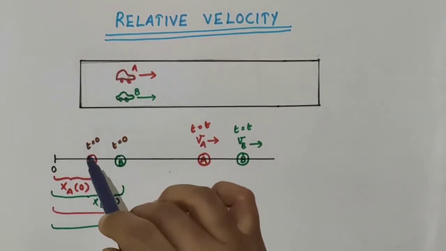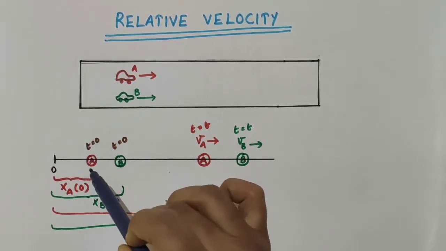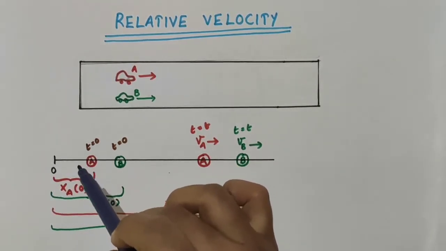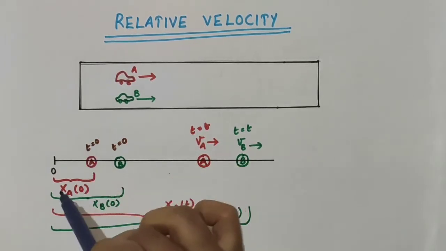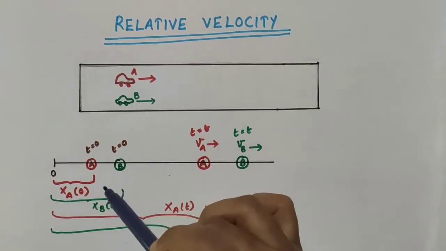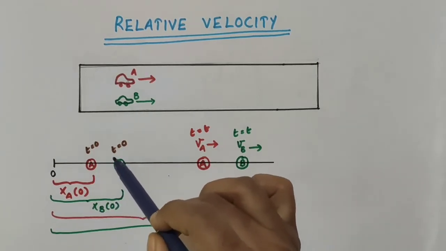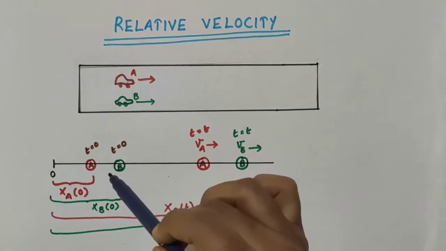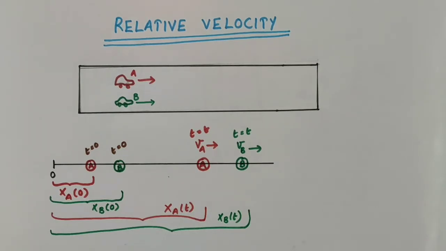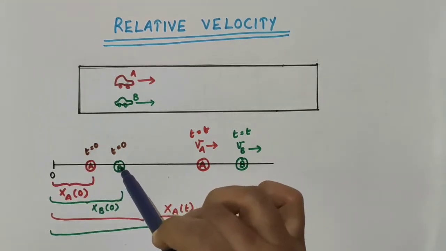Then at t equal to 0, that is initially, this object A is somewhere here with respect to the origin. That is, with respect to the origin, the position of this object A at t equal to 0 is taken as xa of 0. Then initially we have another object B here, somewhere with respect to the origin. So the position of that object B is taken as xb of 0 at t equal to 0.